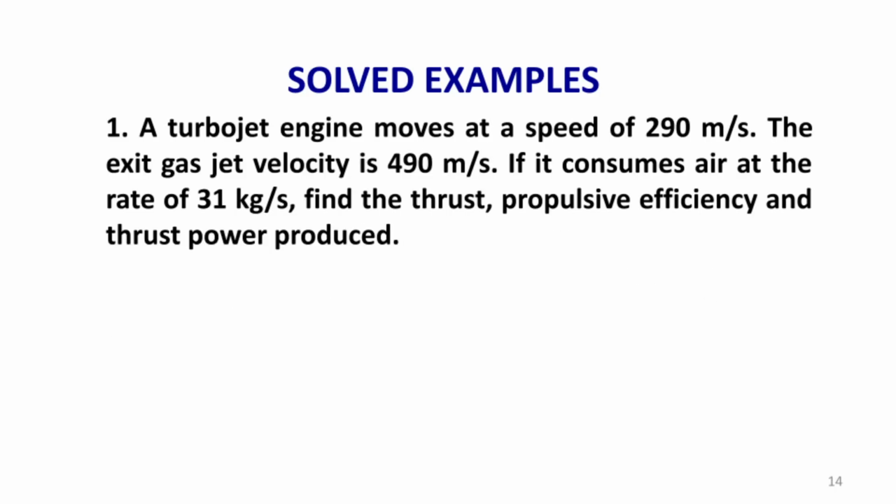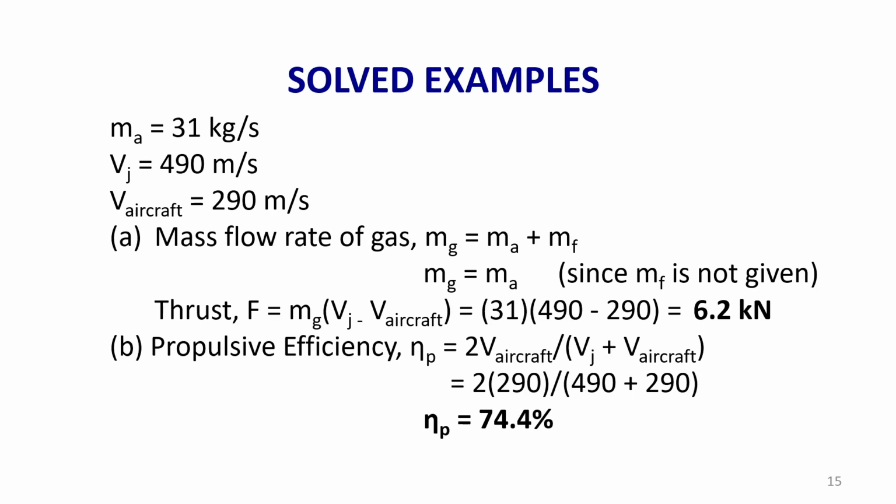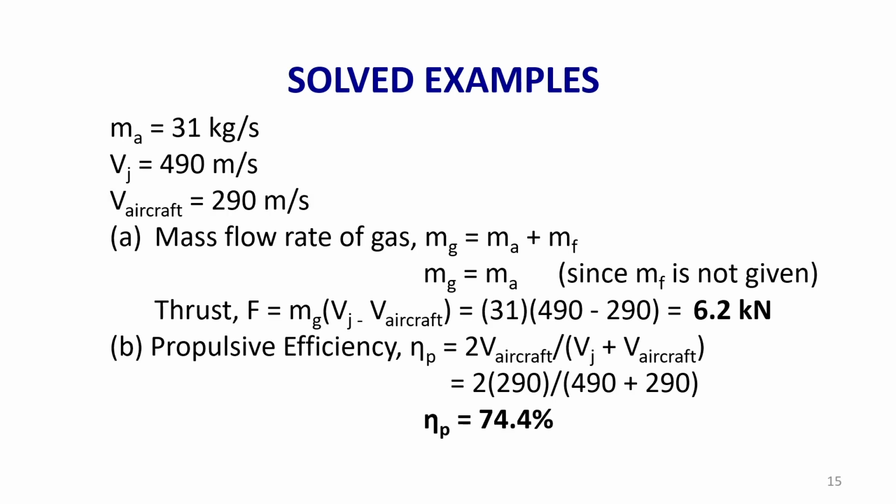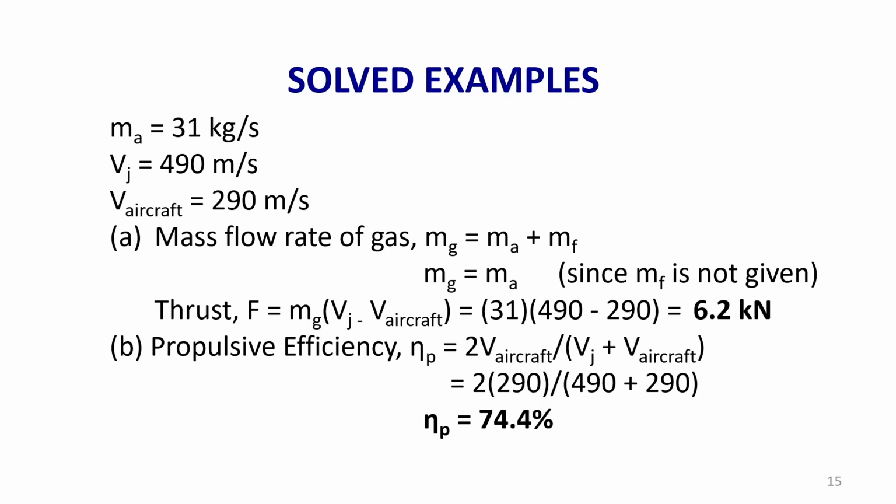Mass flow rate of the air is given, it consumes air at the rate of 31 kg per second. Jet velocity is 490. Vehicle velocity, I have taken as the velocity of the aircraft, that is 290 meter per second. The mass flow of the gas is a mixture of mass flow of the air and the fuel, because for combustion we need both air and fuel. If the mass flow rate of the fuel is not given, then the total mass of the gas is equal to the total mass of the air. Of course, this is mass flow rate, so I will be using a dot here.